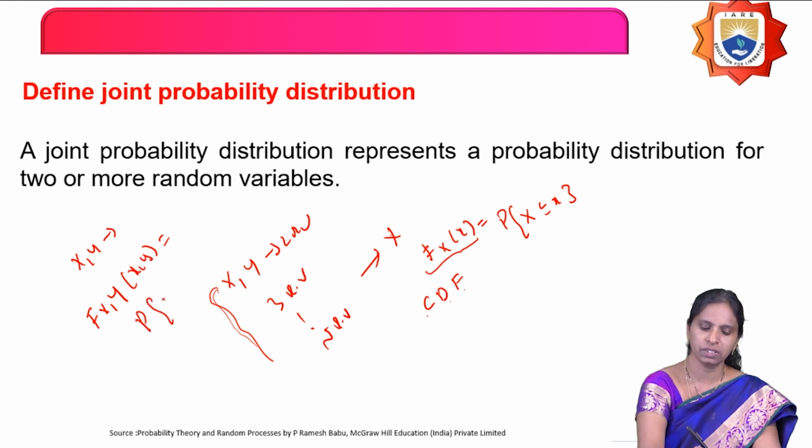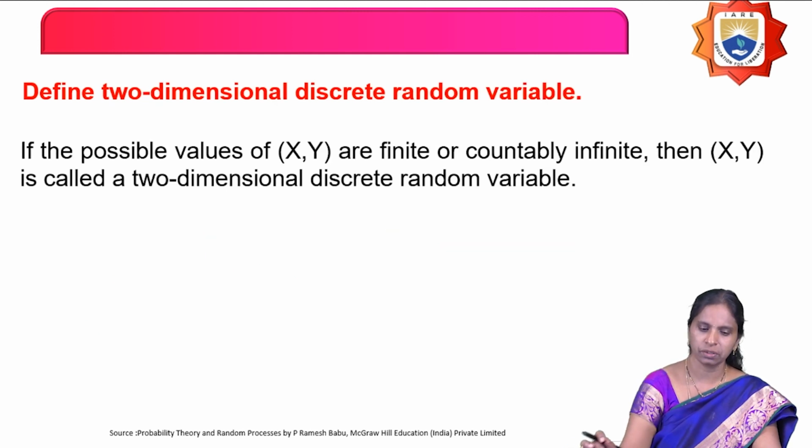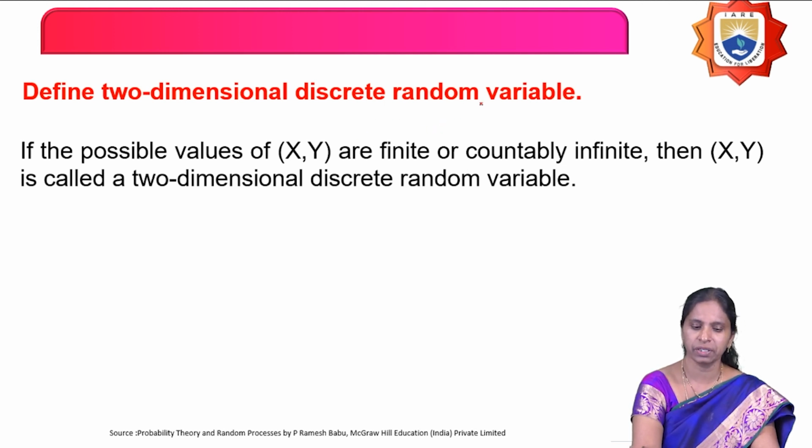Probability of the joint event such that X takes less than or equal to x and Y takes less than or equal to y. So this is the definition of the joint probability distribution function. Next one is: define two-dimensional discrete random variable.